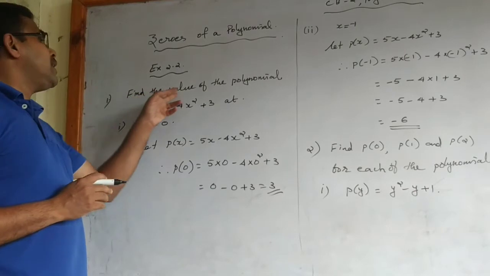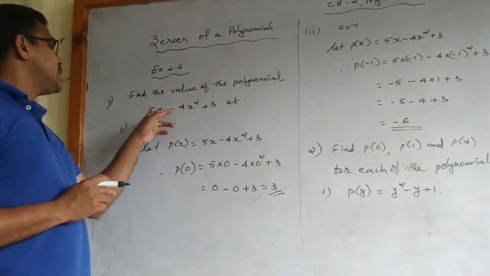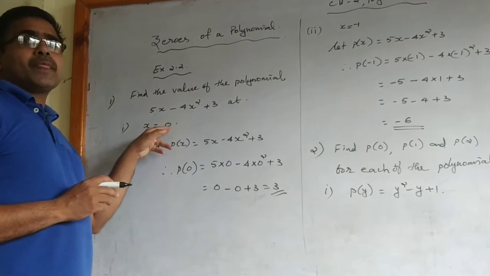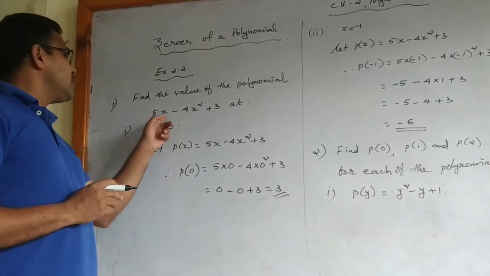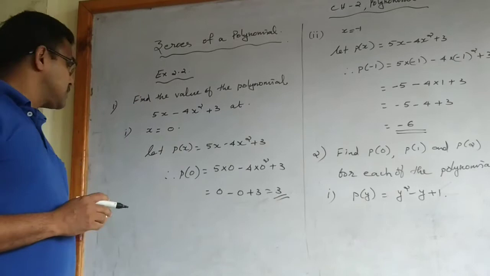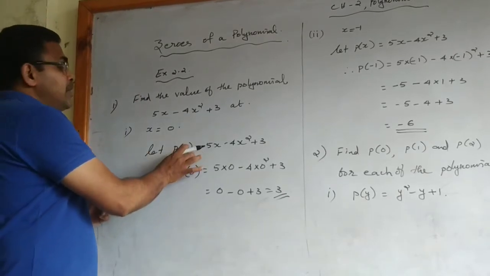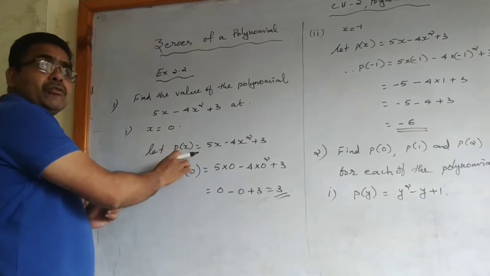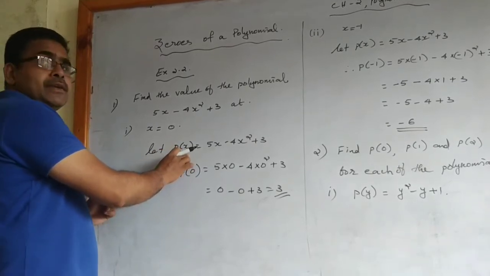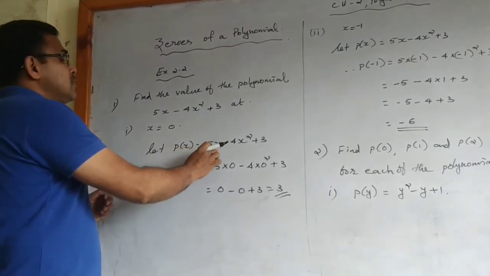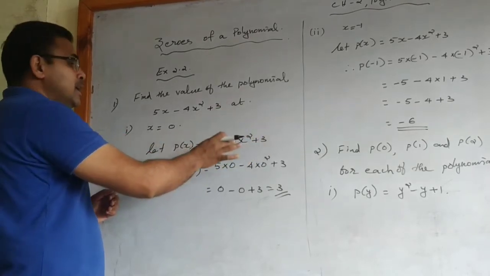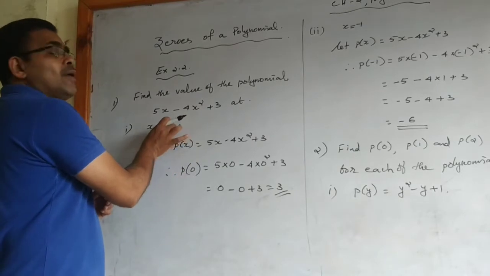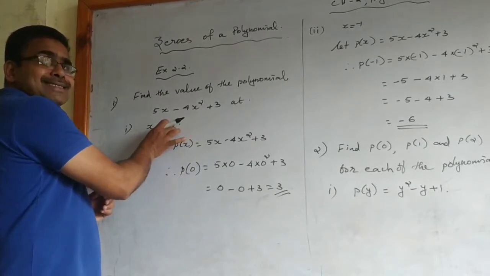First question is to find the value of the polynomial 5x minus 4x square plus 3 at x equal to 0. If x equal to 0, then what will be the value of the given polynomial? You see, let p of x. P of x means a polynomial with a variable x. P of x equal to 5x minus 4x square plus 3. The given polynomial we are taking as p of x. Then we have to calculate the value of the polynomial when x equal to 0.